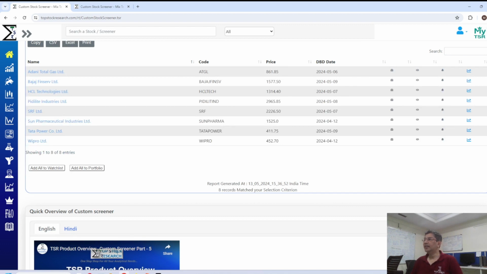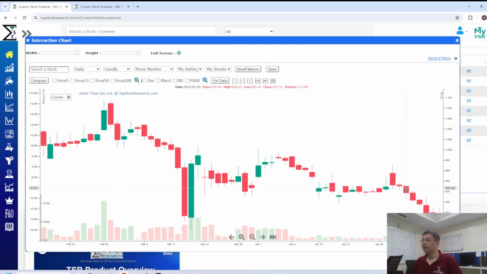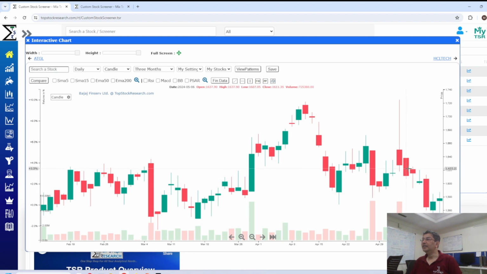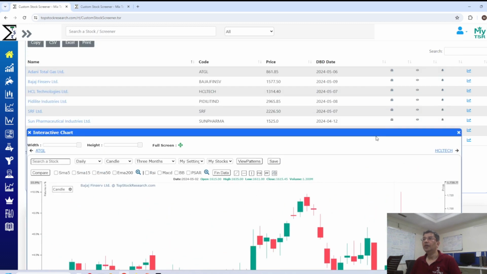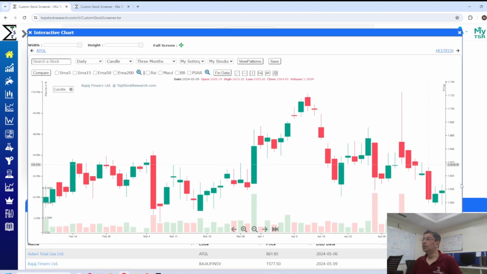Adani Total on 6th of May. So Adani Total on 6th of May, this condition. We go to another one. Here it is, there are 2 boring candles. Previously we were looking at 1 boring candle. Here it is up to 3 boring candles, I believe. What we have set is up to 3 boring candles, right? So 2 boring candles, drop, base, drop.